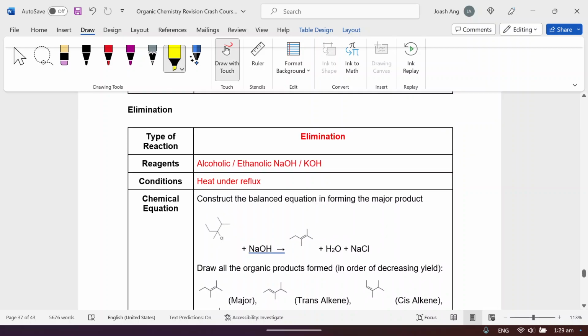Elimination reaction. The reason why we use alcoholic or ethanolic medium is because alcohols form hydrogen bonds and ion dipole interactions with the OH minus right here, so the OH minus becomes a very sterically hindered species. Thus it can only act as a base in alcohol medium. Alright, so heat under reflux, same reason, because of the CCl sigma bond that you have to break, and it's a high activation energy you have to overcome.